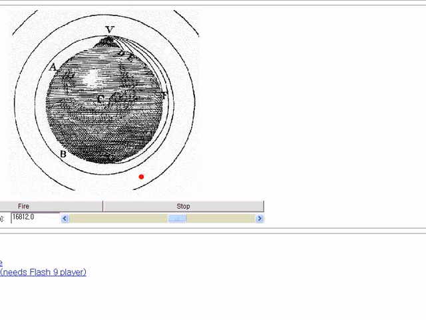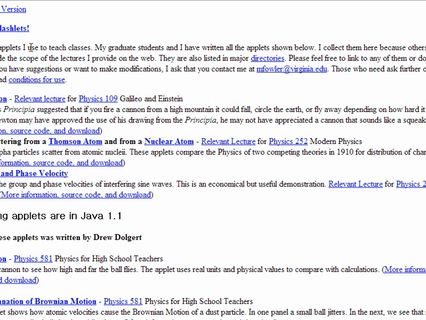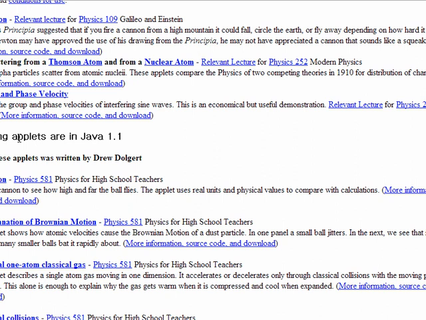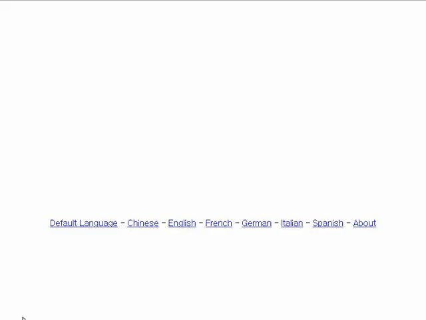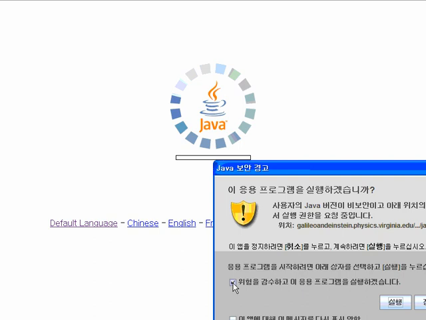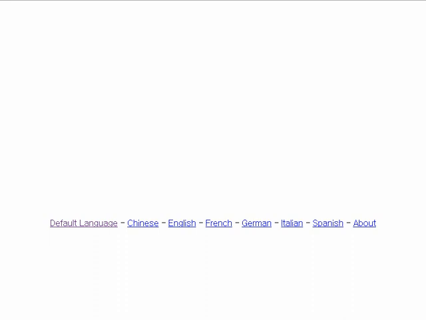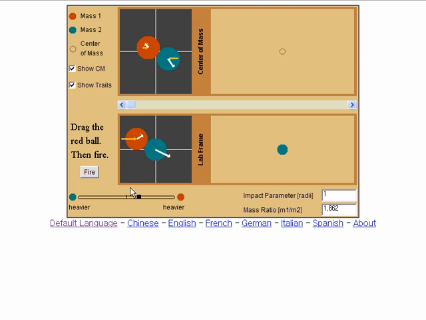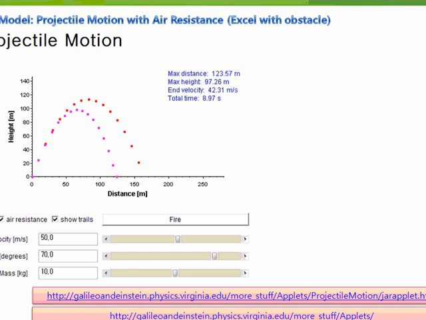So you can find many other applets which are related with projectile motions, and also Brownian motion and collisions. This shows how to fire; if it is bigger, if it is heavier and this is faster, then... Okay. Anyway, there are many. All of these kinds of applets can be made with mathematical models, through mathematical modeling with the proper equations.